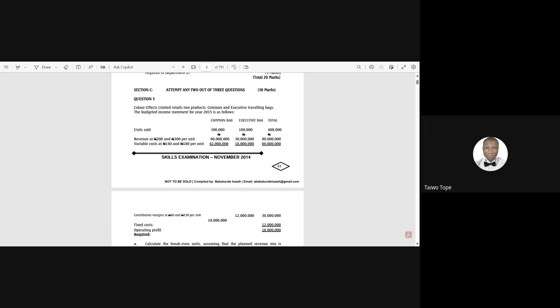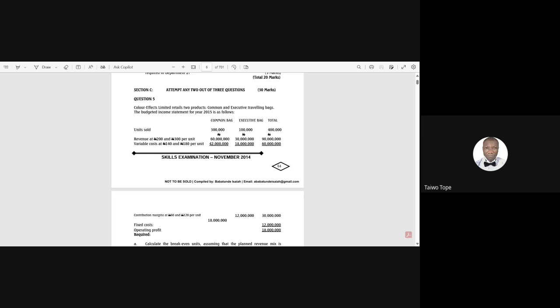So variable cost per unit. For common bag, 140 multiplied by 300,000, you have 42 million. 180 multiplied by 100,000, you have 18 million. So when you add this, you have 60 million.